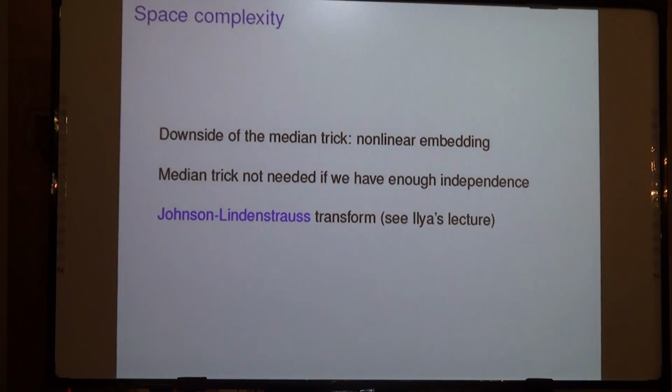There's one downside to the median trick, which is you don't quite get a Johnson-Lindenstrauss type result. You don't get an embedding into Euclidean space, because you get a nonlinear embedding since you're taking medians, so it's hard to work with. But as Ilya showed in his lecture, if you replace these random signs by random Gaussians, and you have a lot of independence, then taking medians is not important. Things concentrate so well that you can just average log 1 over delta times, and you'll get the right result.